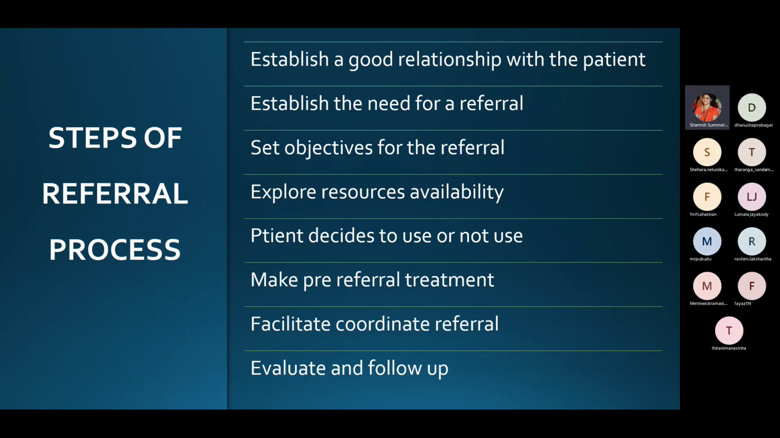Then you need to explore the resource availability. Resource availability means, if you are going to refer to the cardiologist, you need to check whether the cardiologist is available or not. Or if there is any emergency surgery that needs to be done, for that also you need to check whether the surgeon is available. The time management, the supportive assistants, and the equipment availability too. So all these things you need to check.